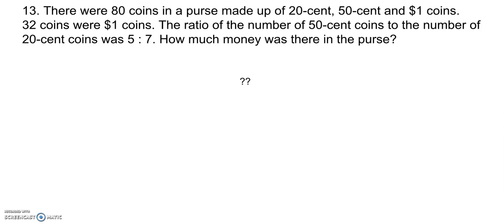Now there are 80 coins in a purse made up of 20 cents, 50 cents and $1 coins. 32 coins were $1 coins. The ratio of the number of 50-cent coins to the number of 20-cent coins was 5:7. How much money was there in the purse?